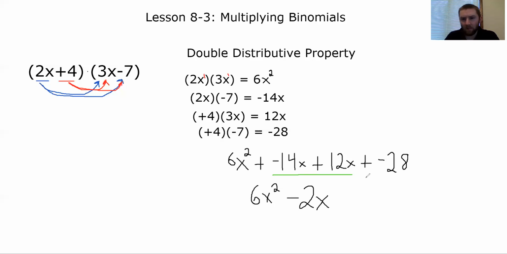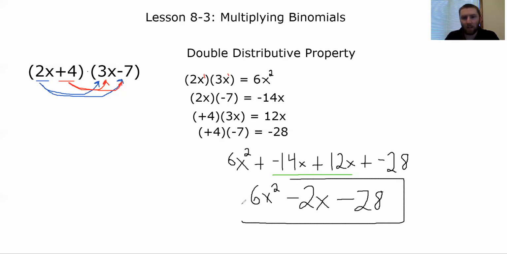And then at the end, I still have this plus negative 28, which, as I mentioned, I'm going to change to minus 28. Okay? So I have 6x squared minus 2x minus 28. This polynomial, which we would classify, by the way, as a quadratic trinomial, quadratic because it's degree 2, right? And trinomial because it has 3 terms. So quadratic because of this exponent here, trinomial because there's 3 pieces. This quadratic trinomial is what I get, my product, my answer, when I multiply together these 2 binomials, okay? That's the double distributive property.